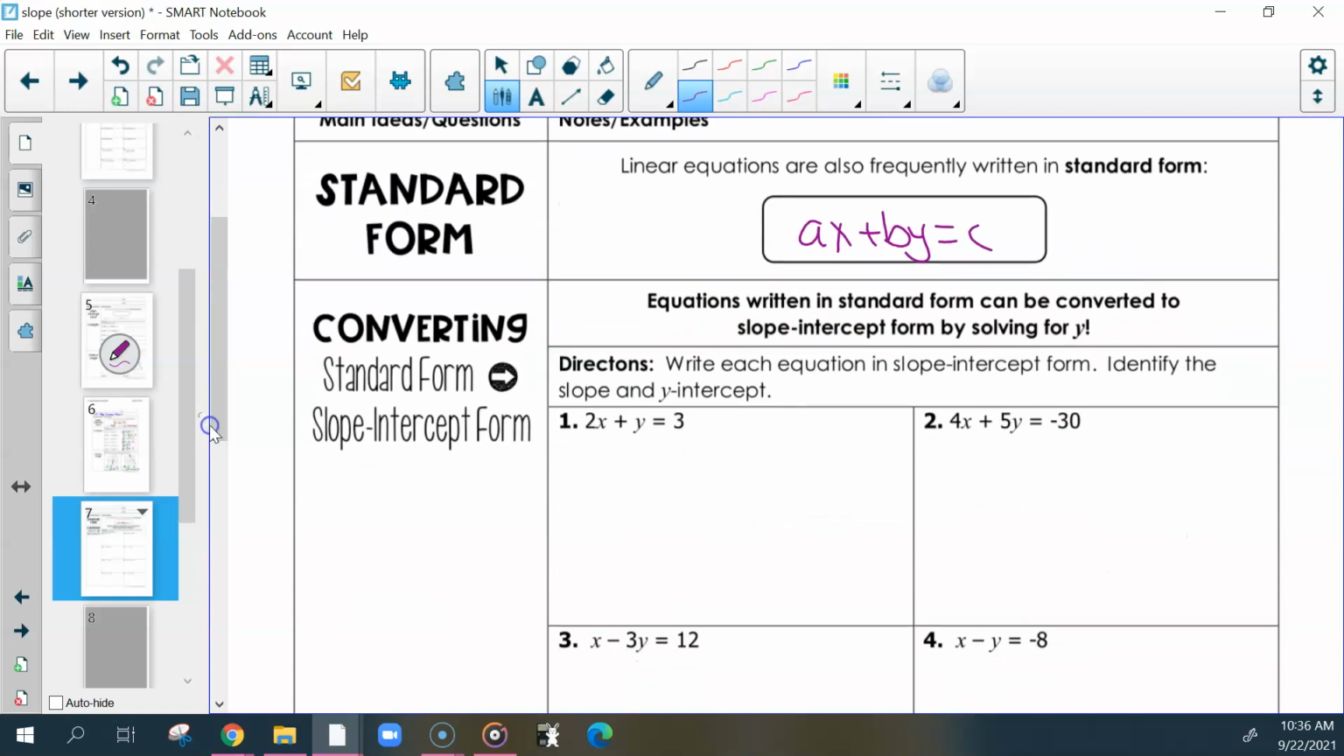But when it's in this format, we need to get it out of this format. So when we were doing literal equations and we had equations that look like this, that was practice for this. So we're going to be converting each of these to slope-intercept form, that y equals mx plus b. Every single time we're going to be solving for y.